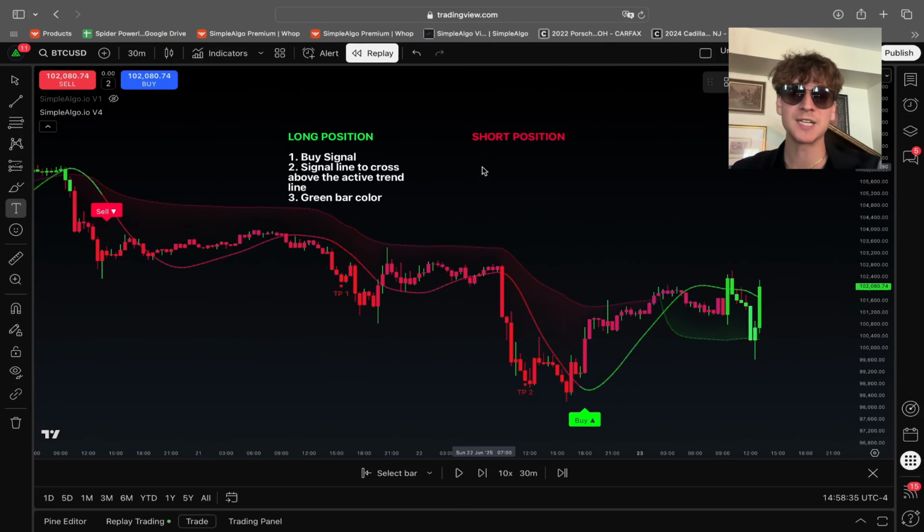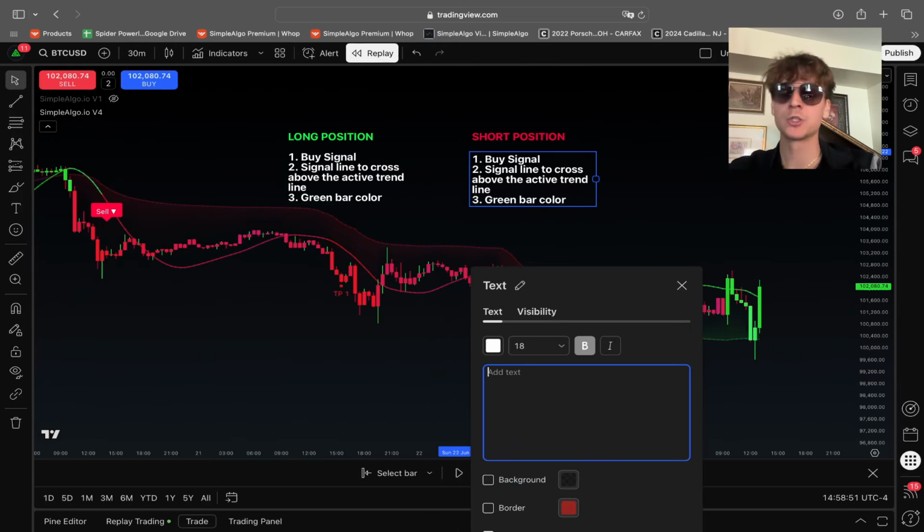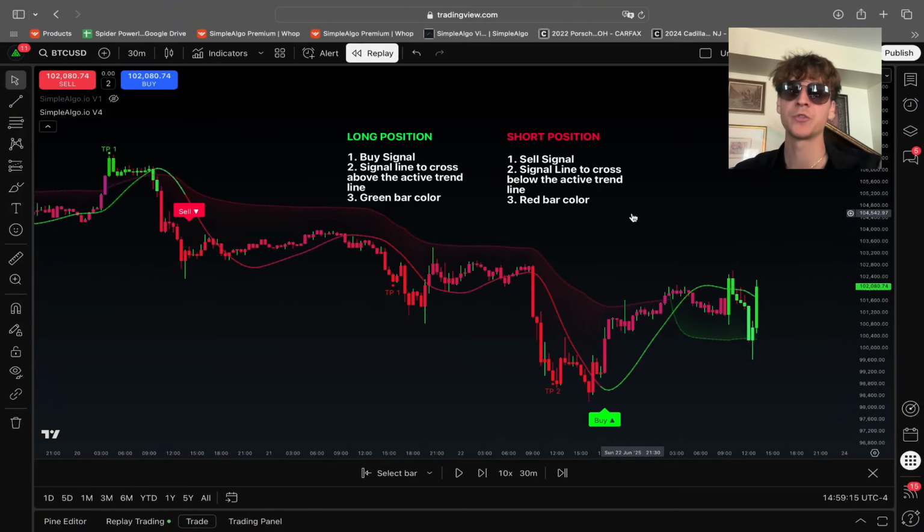Now you can also use this exact same method for a short position. It's the exact same concept. So for a short position, 1, we're looking for a sell signal. 2, we're looking for the signal line to cross below the active trend line. And then 3, we're looking for a red bar color. That gives us all the requirements we need for a short position.